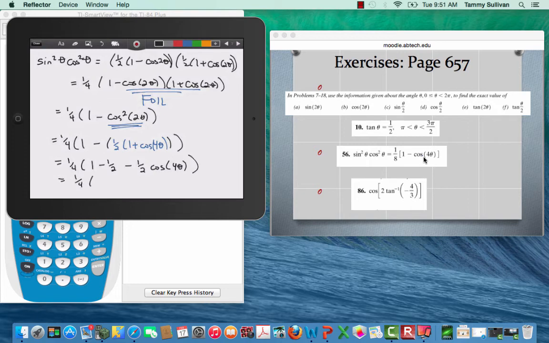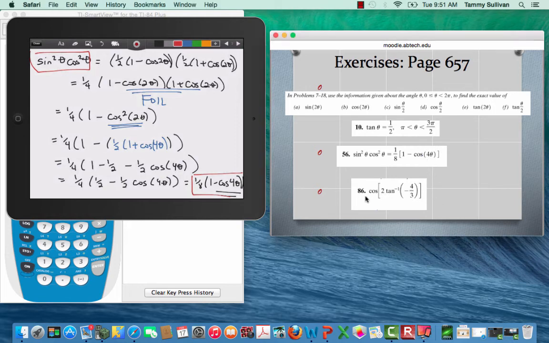So I have 1/4 times 1/2 minus 1/2 cosine 4 theta, and now I could factor out a 1/2, so a half and a fourth is an eighth, and I end up with what they wanted me to prove. So I started with the left hand side, worked my way to the right hand side. So that's 56. Now let's look at 86.